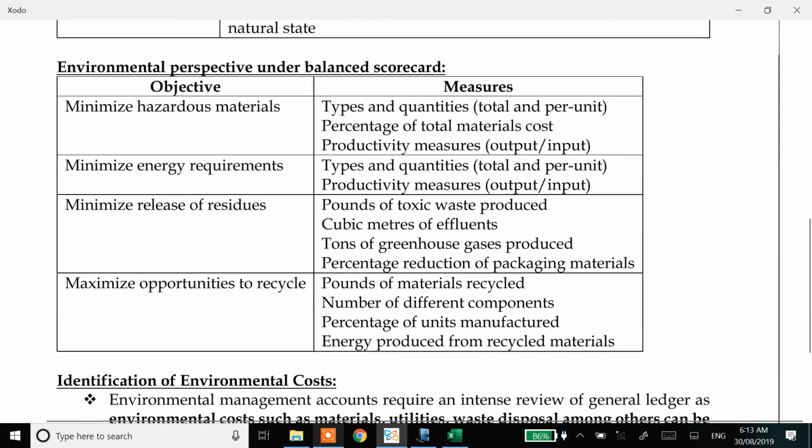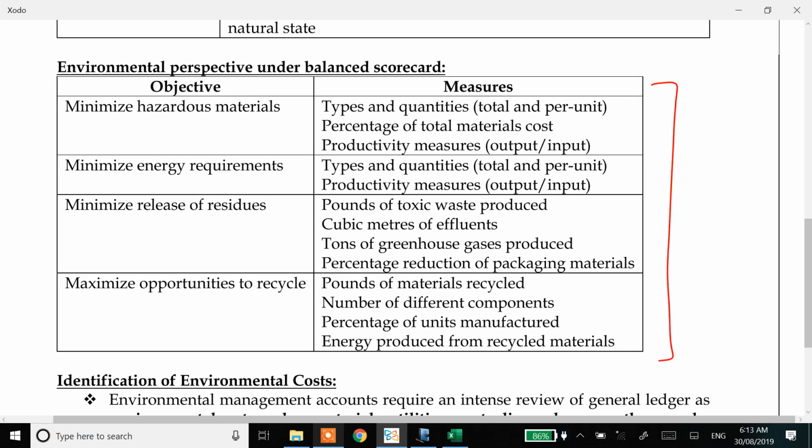Now we saw balanced scorecard. There were 4 perspectives in balanced scorecard. What were the 4 perspectives? Customer perspective, financial, internal operating efficiency, learning and growth or innovation perspective. Now they are saying organization should try to bring a 5th perspective called environmental perspective in that balanced scorecard.